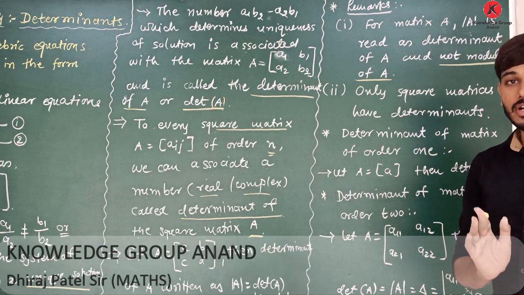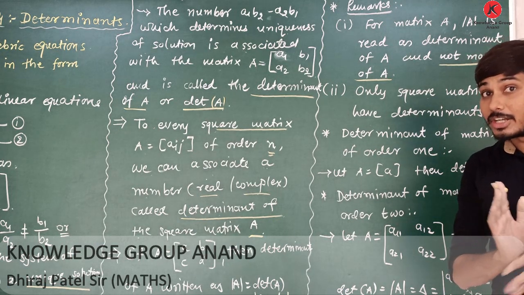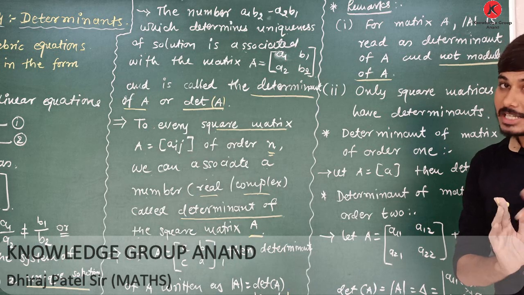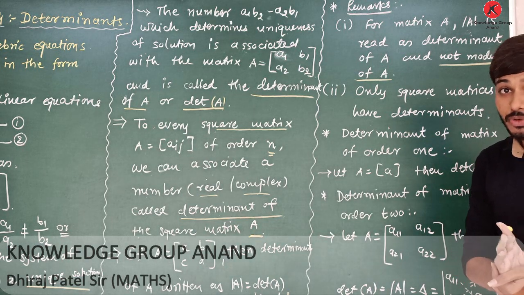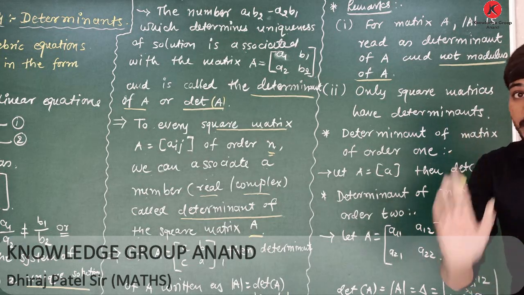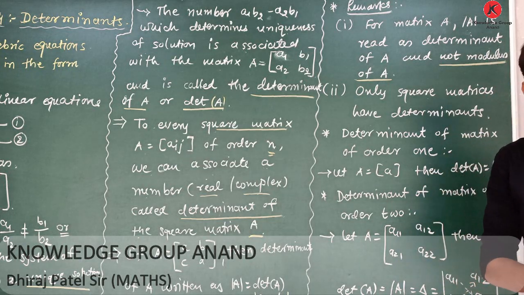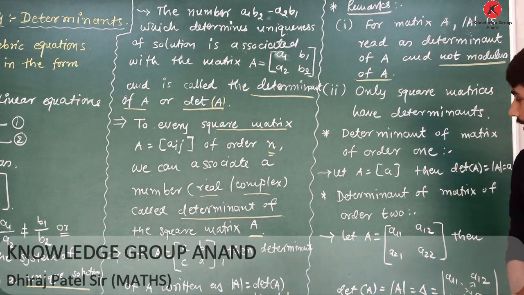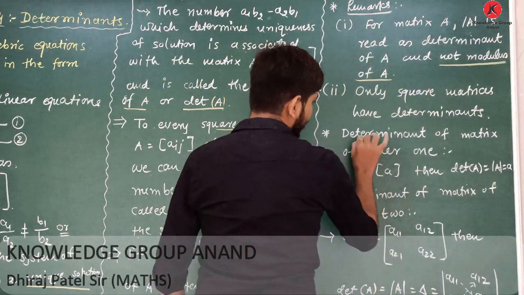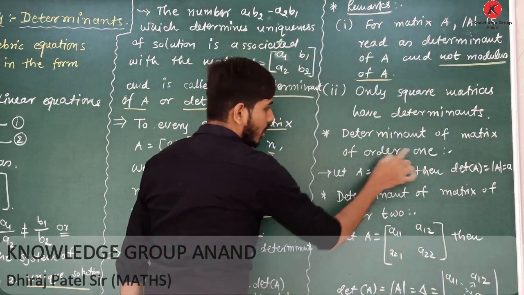That means a matrix of order 1 by 1 has a determinant. A 2 by 2 matrix has a determinant. A 3 by 3 matrix has a determinant. A 4 by 4 matrix has a determinant. But a 3 by 4 matrix does not have any determinant. Okay. Now next one. Determinant of a matrix of order 1.